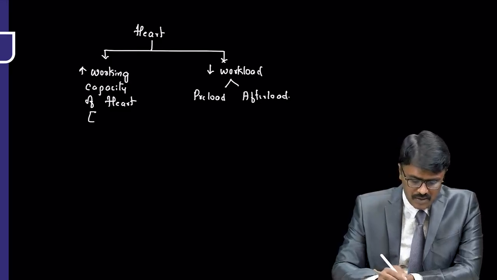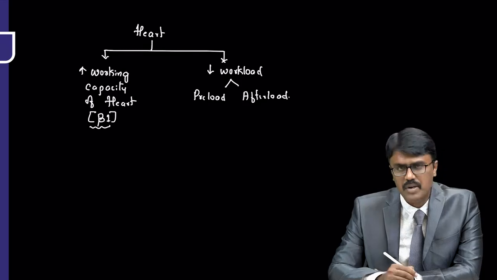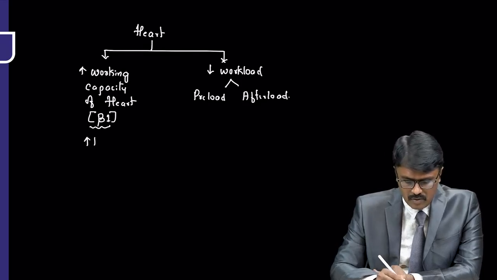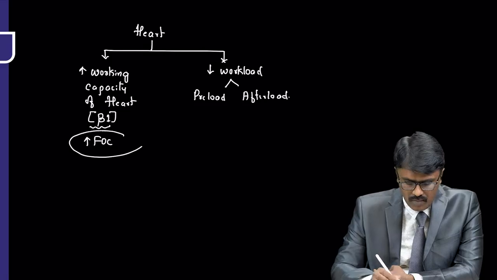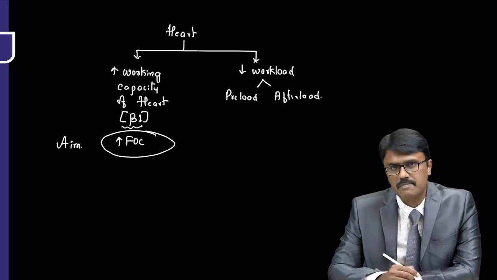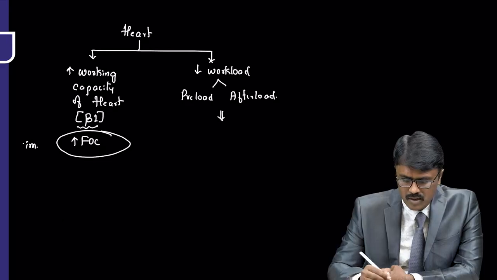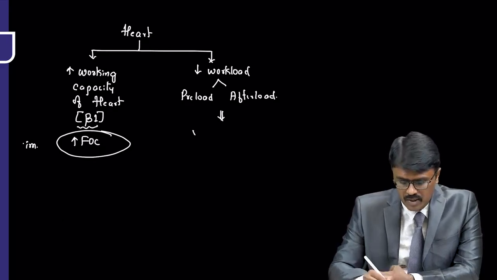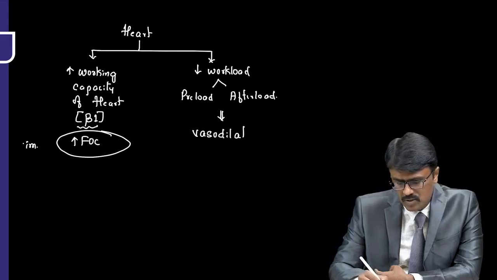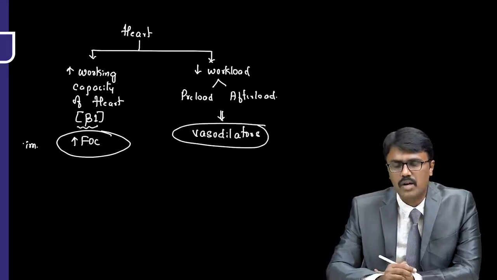The working capacity of the heart can be increased by stimulating beta 1. So any drug which acts on beta 1 can increase force of contraction. So the aim of therapy is to increase the force of contraction. The second aim of the therapy is to decrease the workload on the heart. How do I do that? By using vasodilators. So vasodilators are the ones which can take care of the workload on the heart.